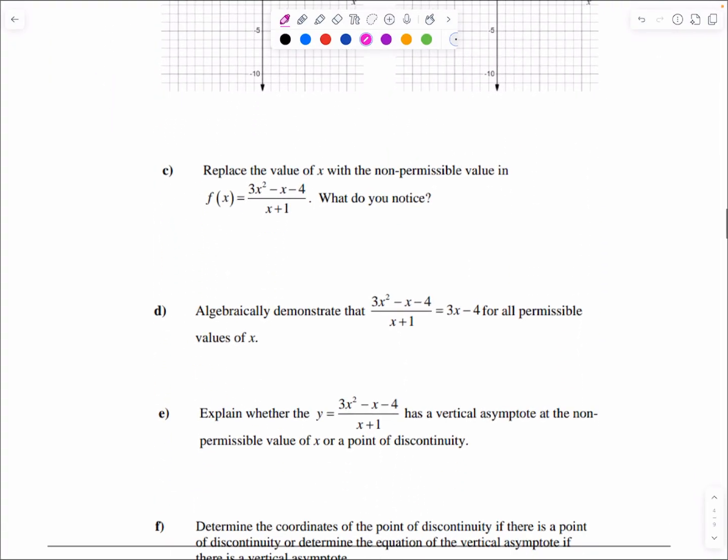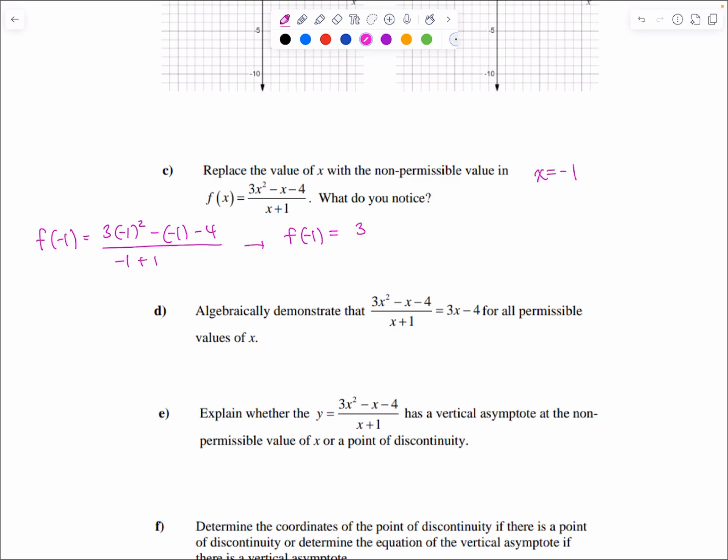But what I want to do here is look at question C. Replace the value of x with the non-permissible value. The non-permissible value that we found was x equal to -1. What happens when we replace that? Let's replace that in our function. What do we get? 3 times -1 squared minus -1 minus 4, and then we have -1 plus 1. You should see right away that division by 0 is going to occur, but something else interesting happens. So let's work through the numbers here.